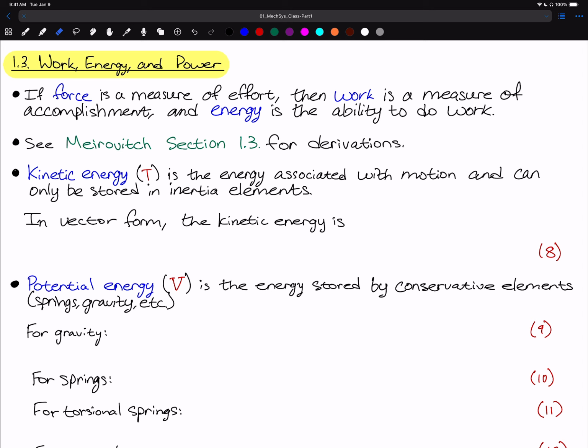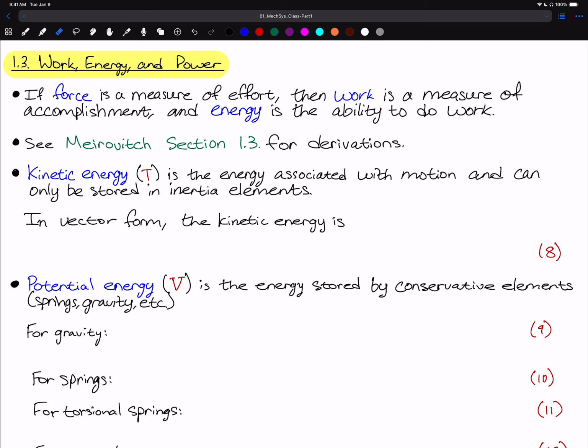So if force is considered to be a measure of effort, then work is a measure of accomplishment. And energy is then the ability to do work or to accomplish something. We're not going to go through too many derivations in this section, so you're going to want to go read section 1.3 in Meirovitch for those derivations.